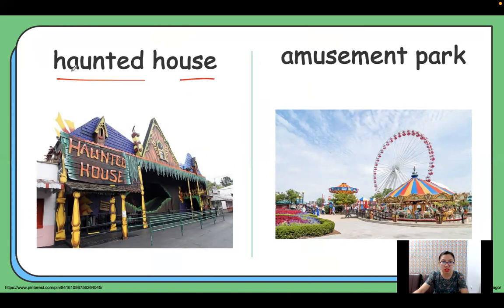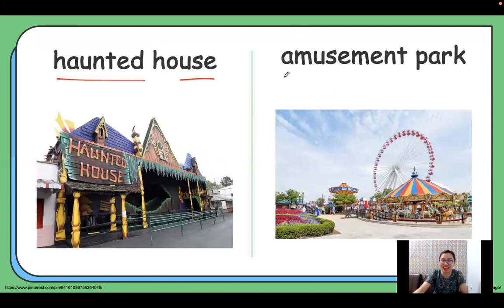Next one is haunted house. Haunted house. Haunted means there is a ghost. Who among you here have tried entering a haunted house? Hands up, who tried entering a haunted house? I've tried. This is my first haunted house. I don't like haunted houses.